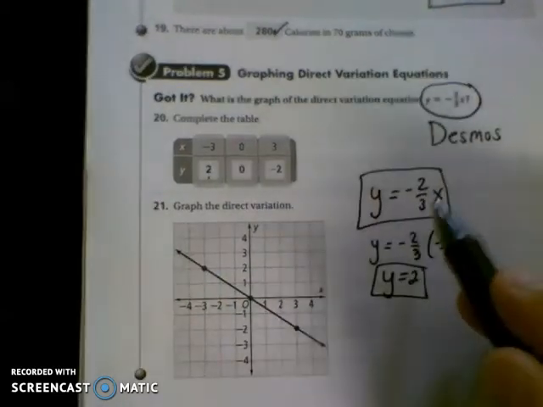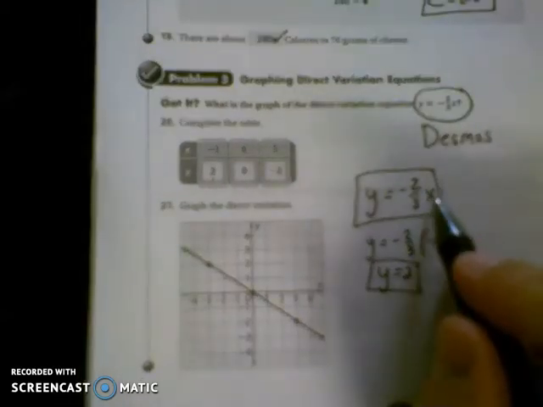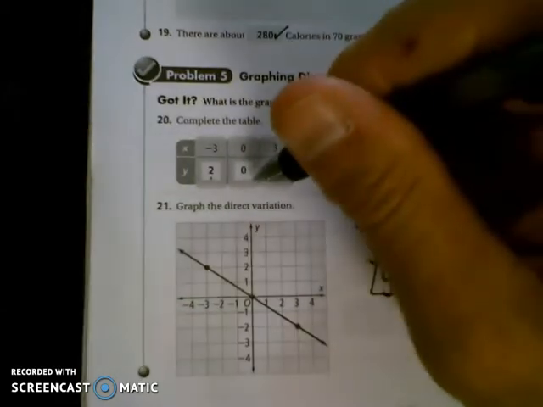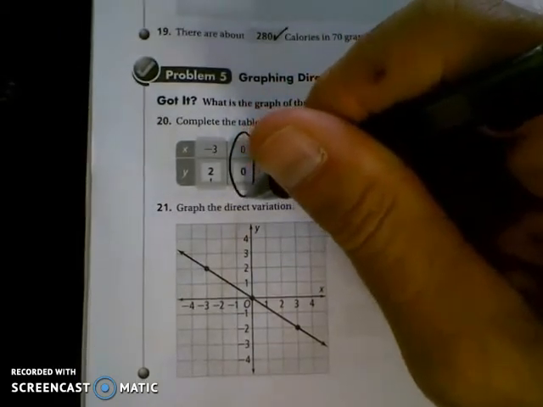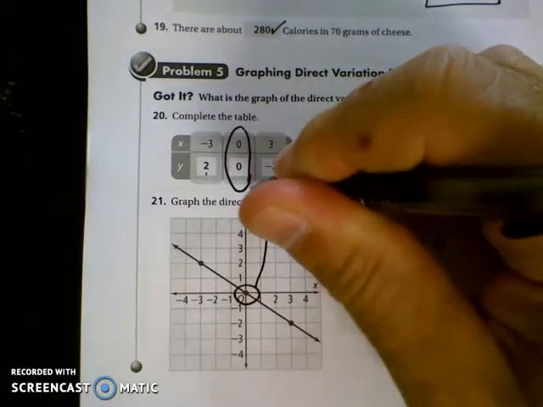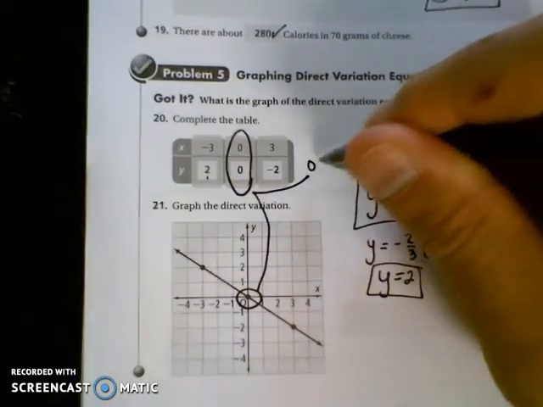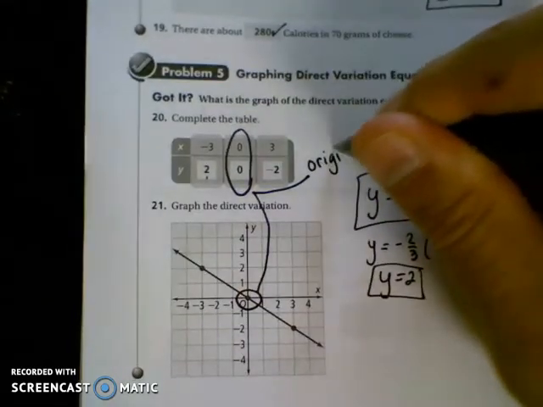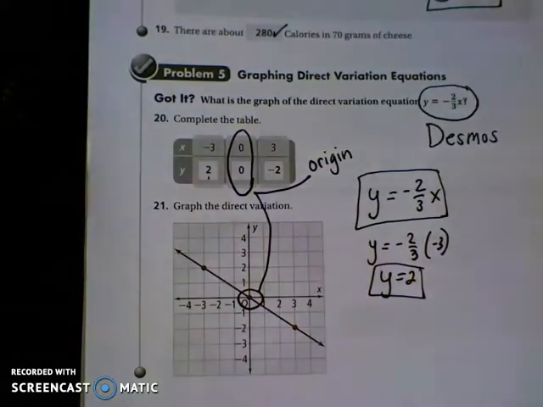Then you put 0 in. 0 multiplied by x is going to be 0. And remember, for it to be a direct variation, it has to be 0, 0. It has to go through here. This is your origin, and it has to go through the origin to be a direct variation. If not, it's just a linear graph.